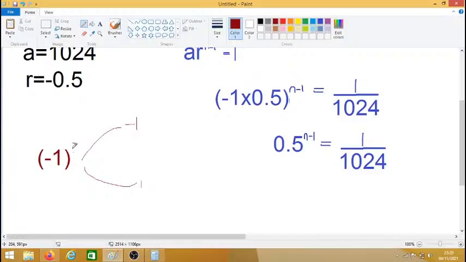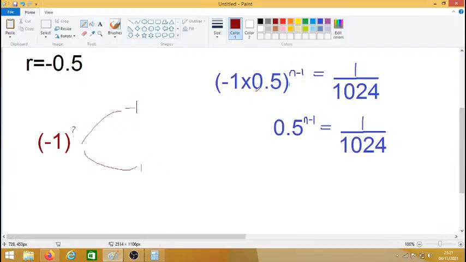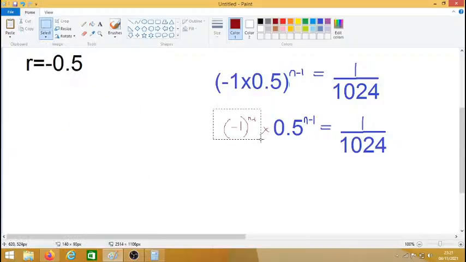We don't know because we don't know what the power is, but if we take a sneak preview of the answer, it is a positive 1. So to get a positive, I'm going to have the 1 as my answer. Even though I don't know what the power is, I know that my answer has to be 1. So I know that the minus 1 to the power of n minus 1, the answer to that has to be the 1 rather than the minus 1. So since it's 1, I can just leave it out altogether.